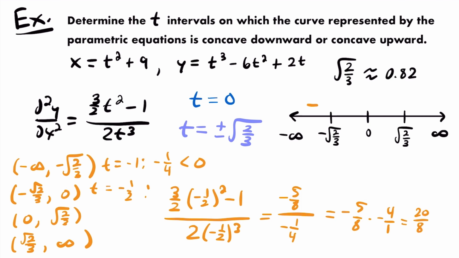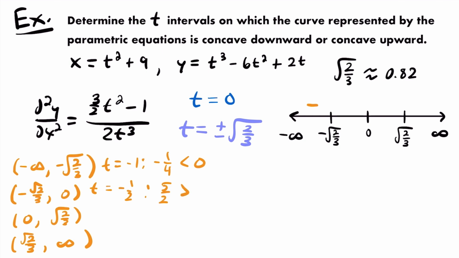5 times 4 is 20, and so this is equal to positive 20/8. And both of these values are divisible by 4. 20 divided by 4 is 5, and 8 divided by 4 is 2. And so this is equal to positive 5 halves. All right, so when t equals negative 1 half, our second derivative is equal to positive 5 halves.